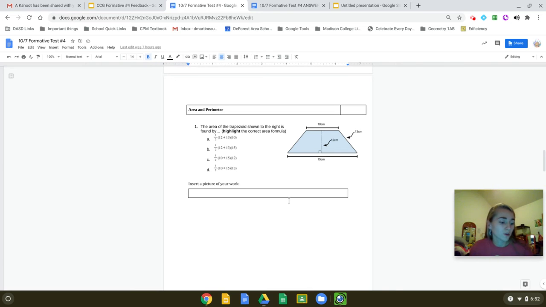All right, so in this video we're going to go over the area and perimeter formative. What we've got here is the area of the trapezoid shown to the right, and we want to know which is the correct area formula.